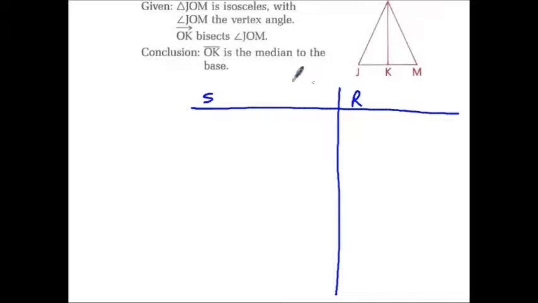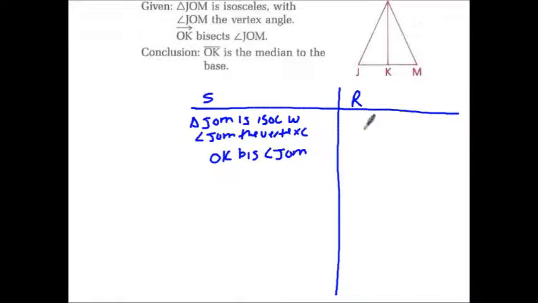Alright, so here's our next one. Again, let's copy down the picture, and let's put our givens into our statements and reasons. So here we go. We got our statements, and we got our reasons. So, we have triangle JOM is isosceles with angle JOM, the vertex angle, and OK bisects angle JOM. Those are all given.